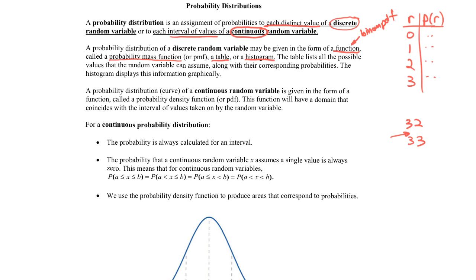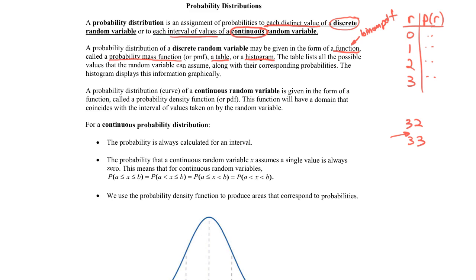And the table lists all the possible values that the random variable can assume, just like it does here, right? If we're going to flip a coin 3 times and count the number of heads, you can only get 0 through 3. And then we would have calculated the probabilities. And the histogram displays this information graphically, right? The histogram is just a graph of the table.